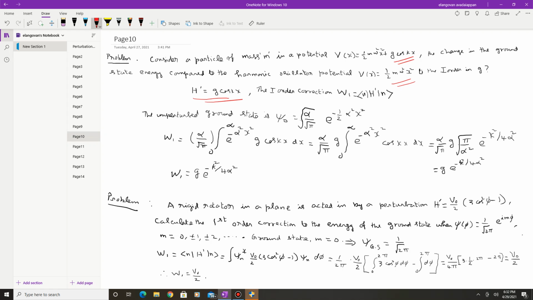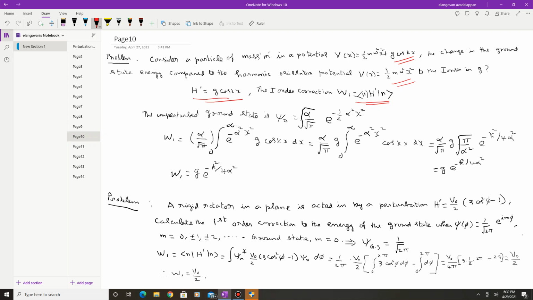So the first order correction is given as W1 equal to ⟨m|H'|n⟩. You can use any symbol; instead of m, I am using n here, ⟨n|H'|n⟩. And if you put n equal to 0, this is the ground state wave function ψ0 equal to √(α/√π) e^(−½α²x²). This is the ground state wave function of the linear harmonic oscillator. So substitute these values of ψ0*, H', ψ0 dx.